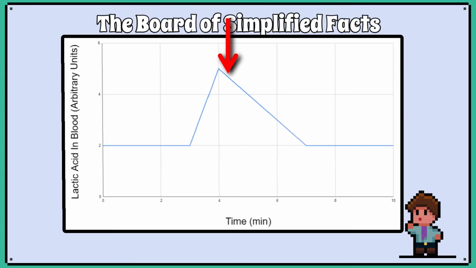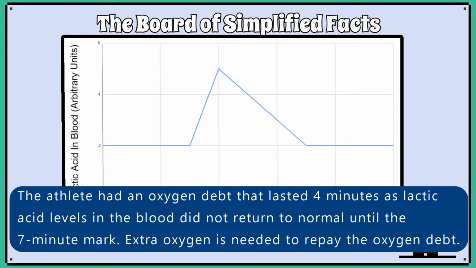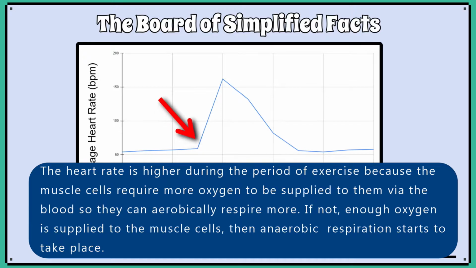Between 4 minutes and 7 minutes, we see a gradual decline in lactic acid levels in the blood. The athlete had an oxygen debt that lasted 4 minutes, as lactic acid levels in the blood did not return to normal until the 7-minute mark. The heart rate is higher during the period of exercise because the muscle cells require more oxygen to be supplied to them by the blood so they can aerobically respire more. If there is not enough oxygen supplied to the muscle cells, then anaerobic respiration starts to take place.